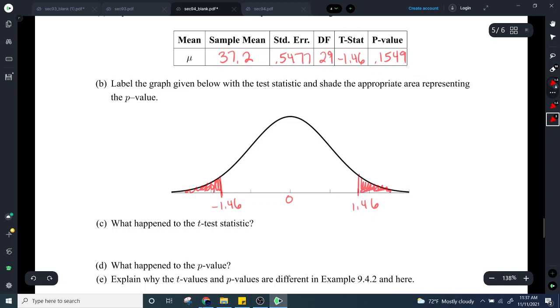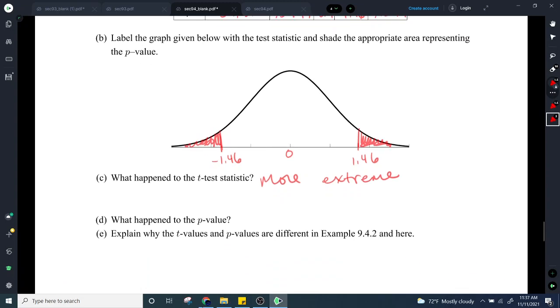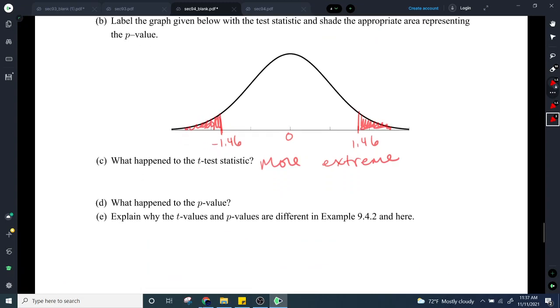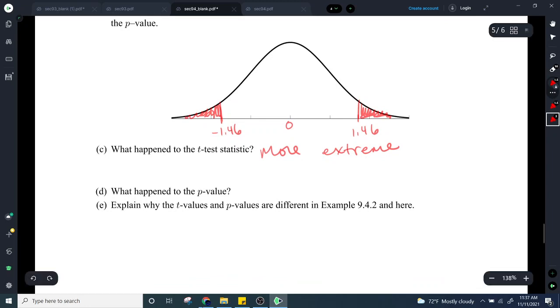What happened to the test statistic? It got more extreme. Okay, I'm not going to say larger because it's a negative number. I like the word extreme better. It got a little bit more extreme. It went a little further into the tails. What happened to the p-value? The p-value got smaller.